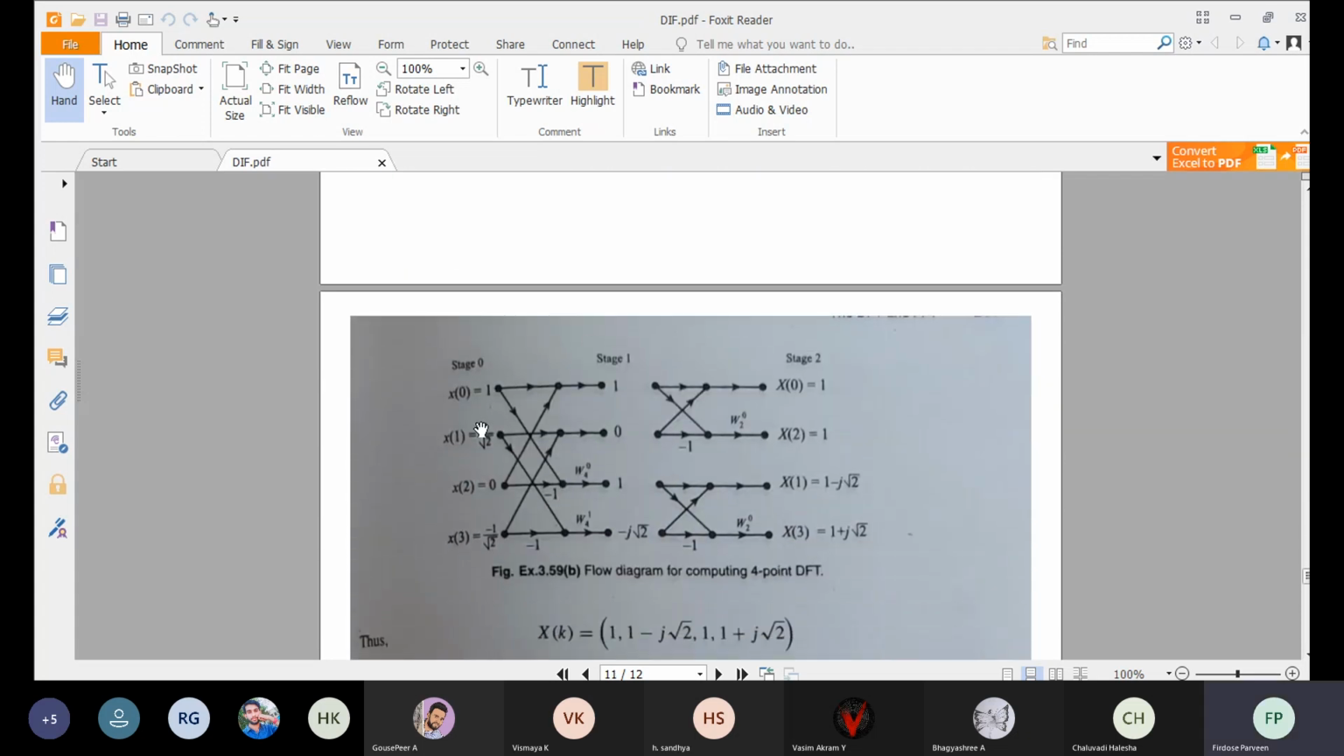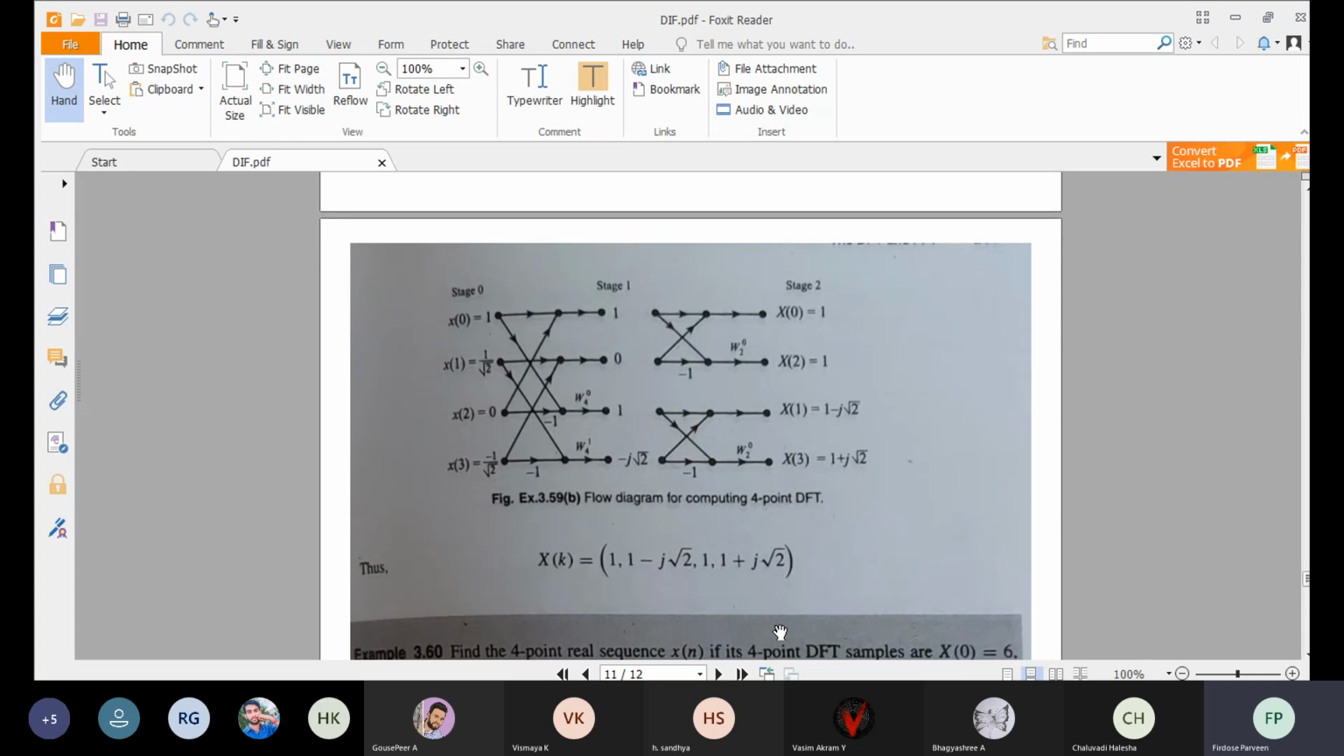So I'll write down here 1 by root 2, 0, minus 1 by root 2. And I'll find out the first stage. That is same thing. This will be a plus b and this one will be a minus b into w to the power of r. Again here it is a plus b. Okay, from here 1 by root 2 minus 1 by root 2, it becomes 0. Same thing here, a minus b, 1 by root 2 minus 1 by root 2, it will become plus. So w4 to the power of 1. I'll find out like this. That is first stage and the second stage. So what I have got? X of k. X of k is what? 1 minus j root 2, 1 plus j root 2. Okay.